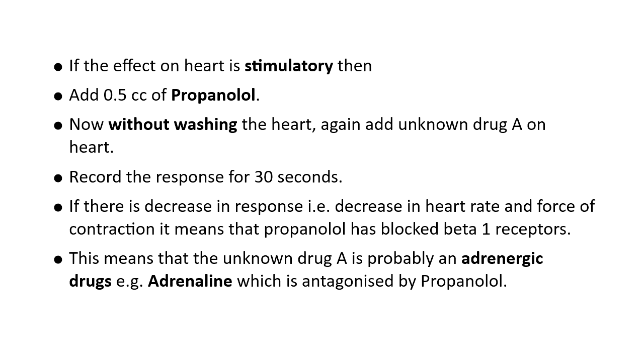If the effect on heart is stimulatory, then add 0.5 cc of propranolol. Now, without washing the heart, again add unknown drug A on heart. Record the response for 30 seconds. If there is decrease in response, that is, decrease in heart rate and force of contraction, it means that propranolol has blocked beta-1 receptors. It also means that the unknown drug A is probably an adrenergic drug, for example, adrenaline, which is antagonized by propranolol.